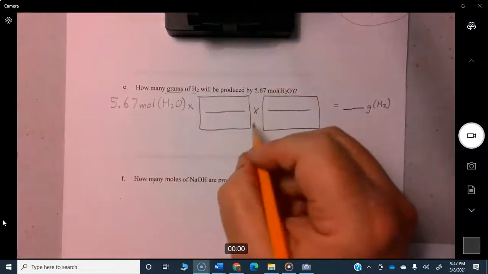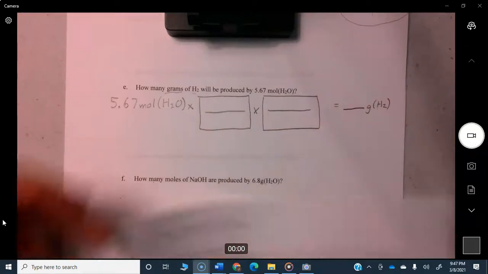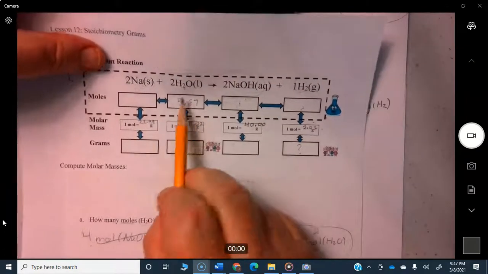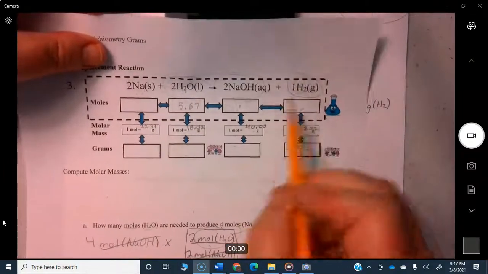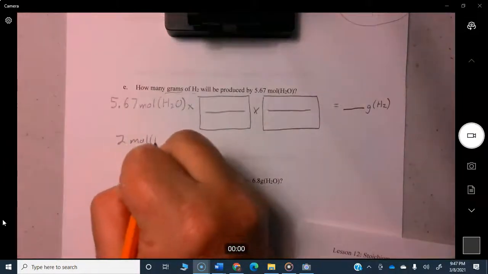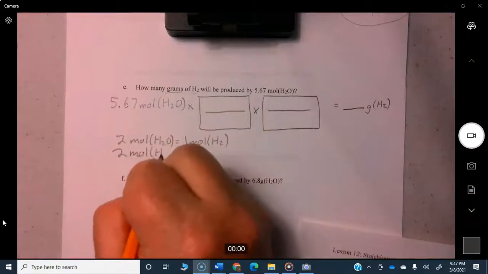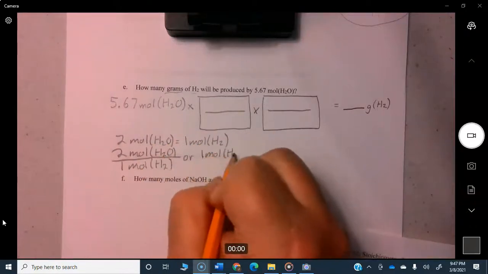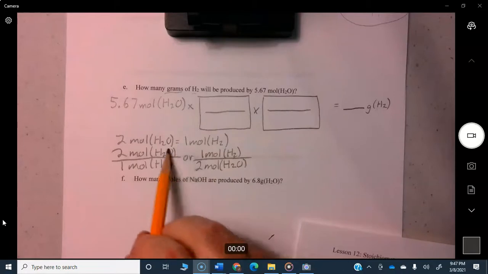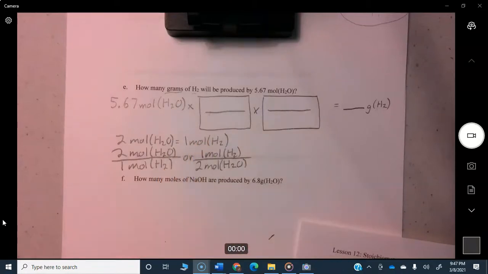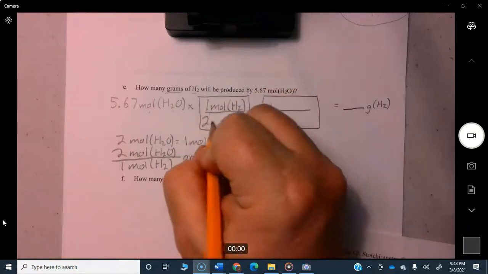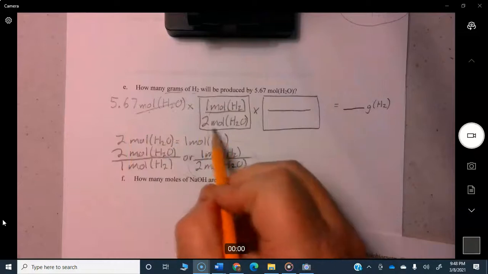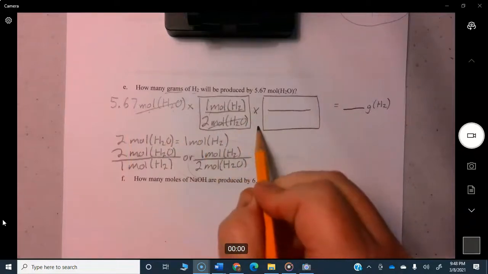All right, so first one is from here to here. So it's 2 H2O for every 1 H2. So these are the 2 that we're interested in. Okay, 2 ratios. Which one goes here? Well, we got to get moles of H2O to cancel out, so it's going to be this one right here. Moles of H2O cancels moles of H2O.